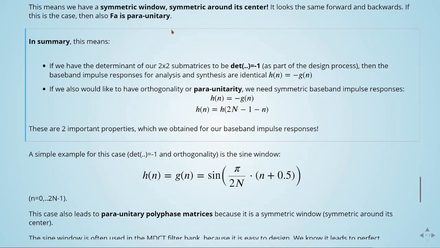If we also would like to have orthogonality or para-unitarity, we need a symmetric baseband impulse response. We have h of n is equal to minus g of n, and h of n is equal to h of 2 times capital N minus 1 minus n. And these are two important properties which we obtain for our baseband impulse responses.